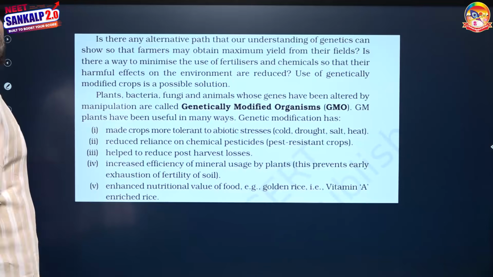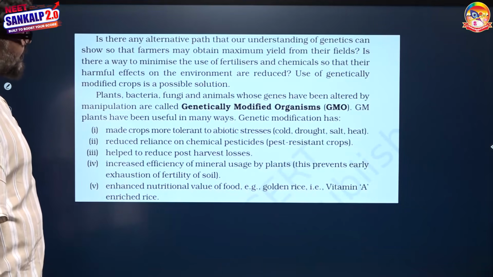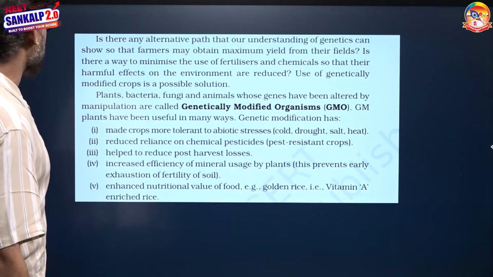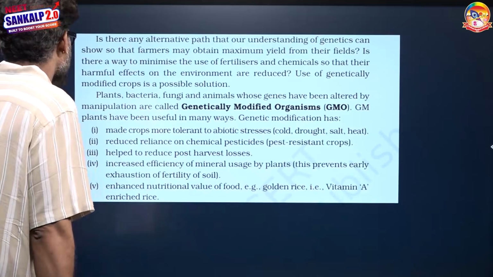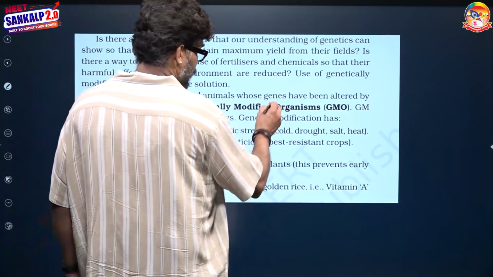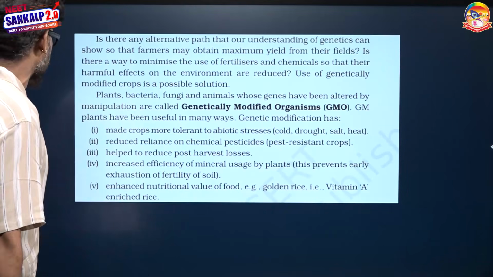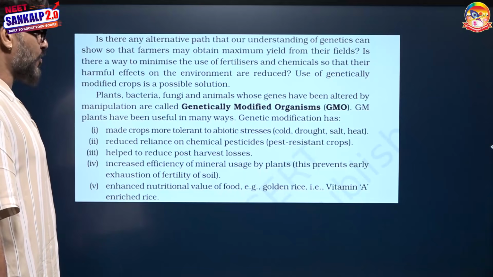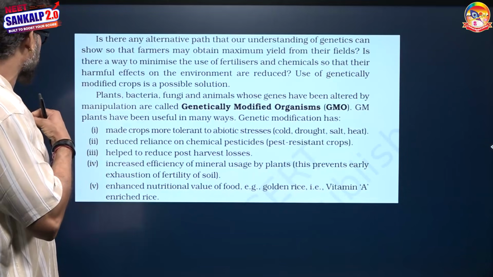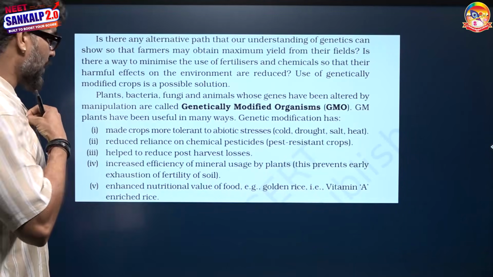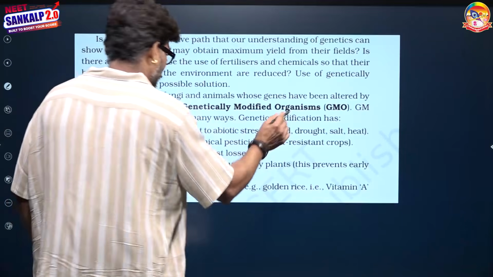Now, is there any alternative path? Yes, genetic engineering is the alternative path. Plants, bacteria, fungi, animals whose genomes or genes have been altered by manipulation are known as genetically modified organisms. What are the objectives of these genetically modified organisms?